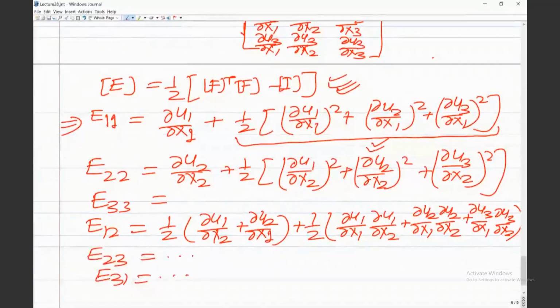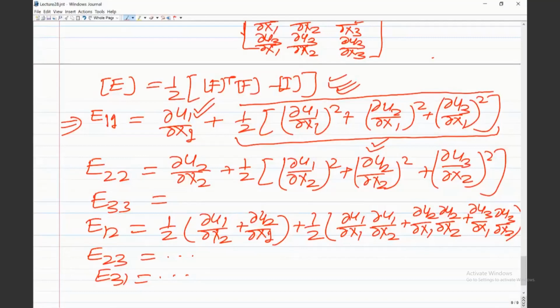So this is the Green Lagrange strain tensor. You will see that the Green Lagrange tensor has the linear terms and these quadratic terms. That's all. It is not like this is some Taylor series expansion. No. The Green Lagrange strain tensor has linear terms and quadratic terms. That's all. These are the only terms.